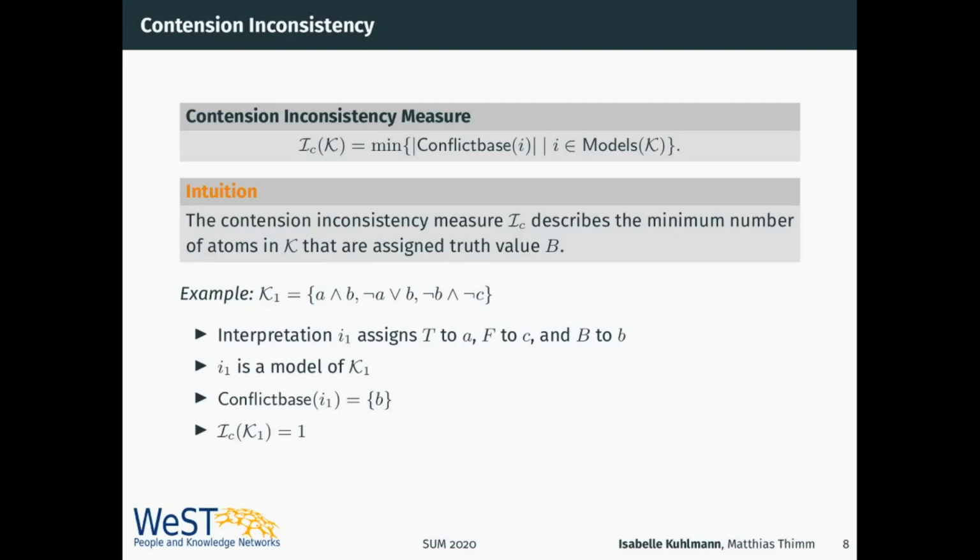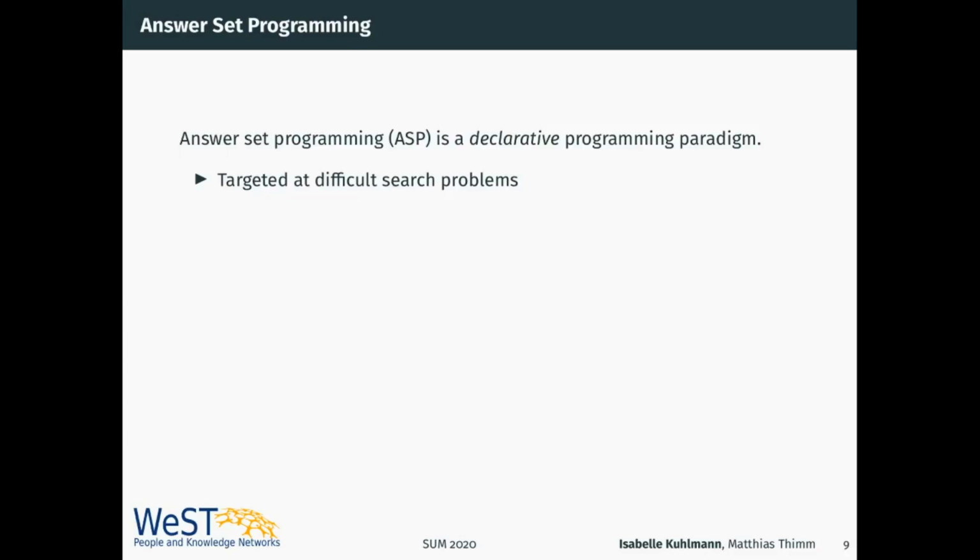As the title of our paper already reveals, we used answer set programming for our approach. So what is answer set programming? Well, answer set programming, or short ASP, is the declarative programming paradigm, and it's targeted at difficult search problems.